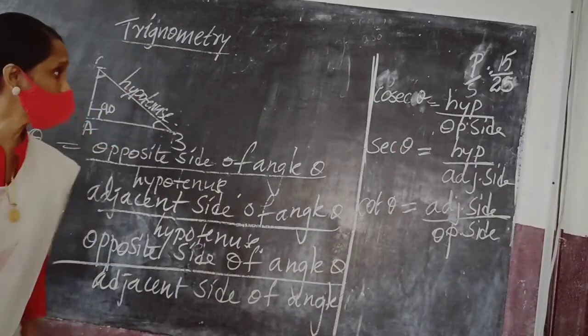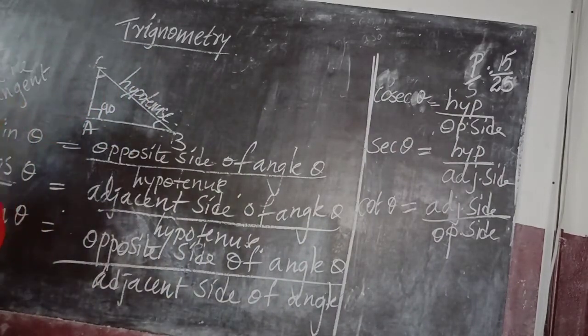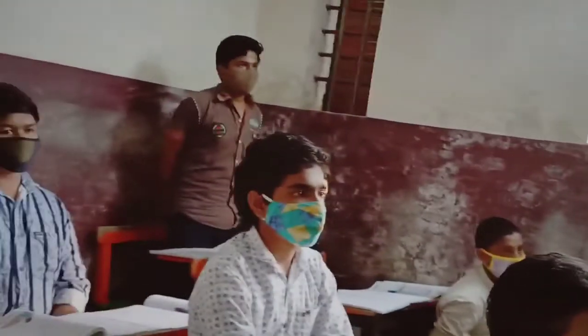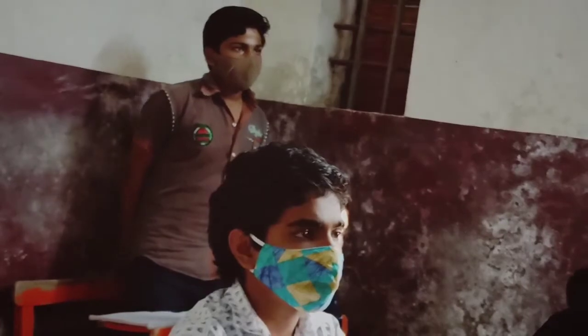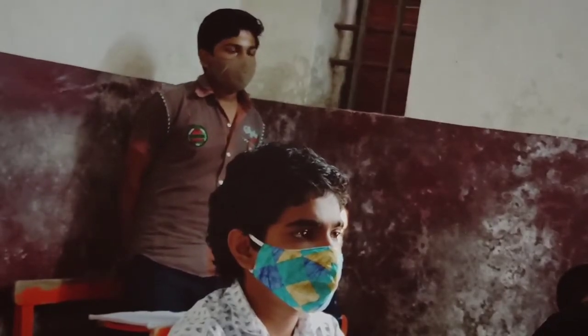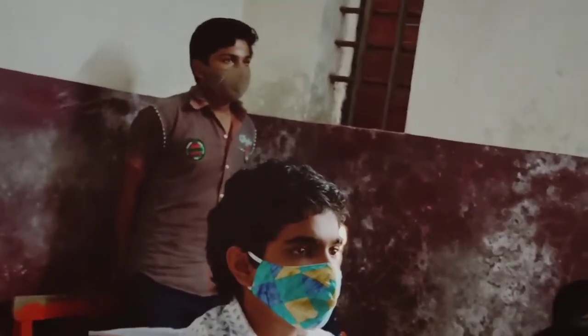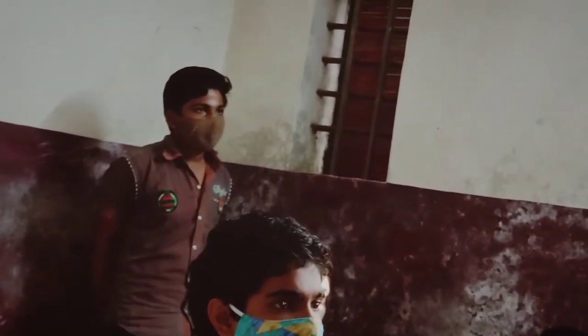Virendra, can you say what is sec C in this? With respect to C. What is sec C? CB by AB? I asked you sec theta. Hypotenuse by adjacent side. CB by CA. Okay. Next.